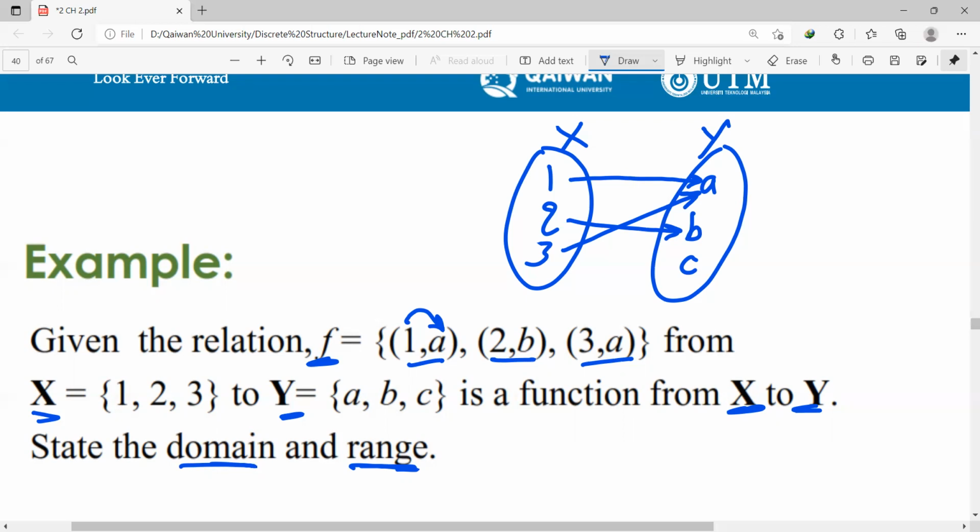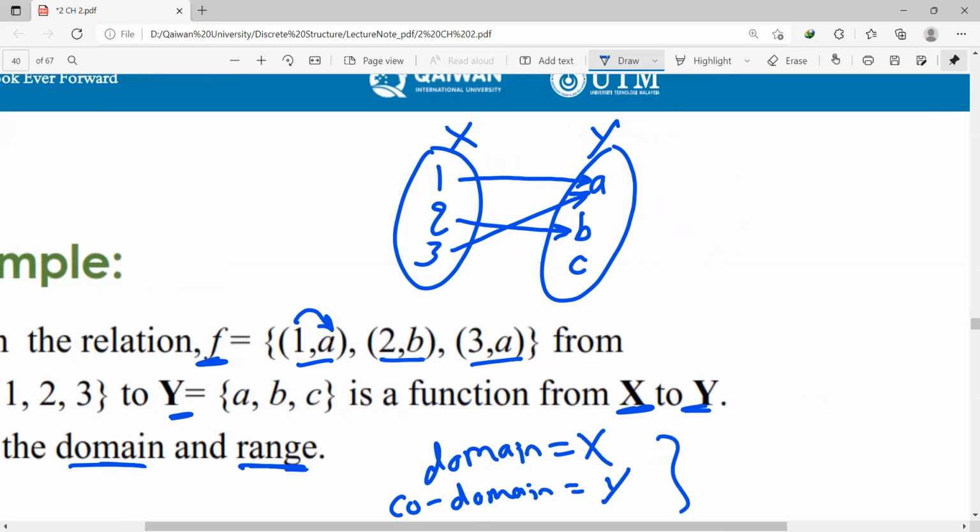Okay, this is a function, and also what's the domain? The domain is the set X. It's always set X. So domain equals X. How about codomain? Codomain is Y, because codomain is always Y. How about range? Range is a subset of codomain. Range equals what?